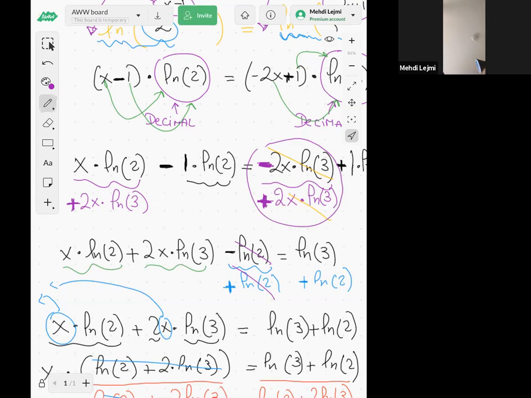Does this answer your question, Samira? Yeah, so that's where the minus went. It's just because I added plus 2x times natural log of 3, so then the minus just disappeared. All right, any other question, guys?